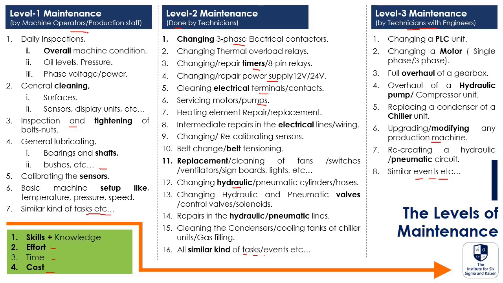Now, when we consider level 1 maintenance, we will require very little skills and knowledge, effort, time and cost. Then when it comes to level 2 maintenance, we will need some skills and knowledge, we will need to put in a little bit more effort, we will need some time to do it, we will need to put in new spare parts, and there is some cost with this. Now we can understand how these three are categorized.